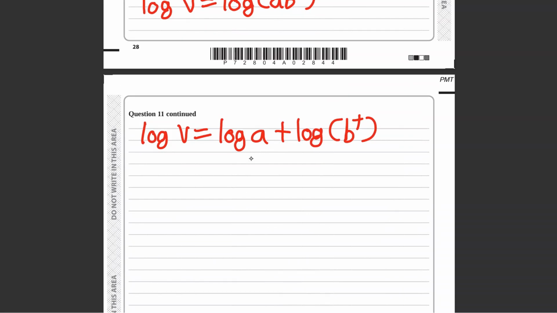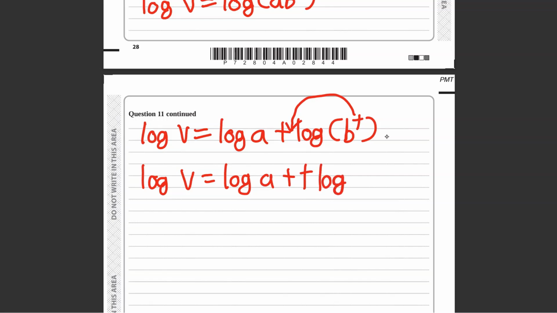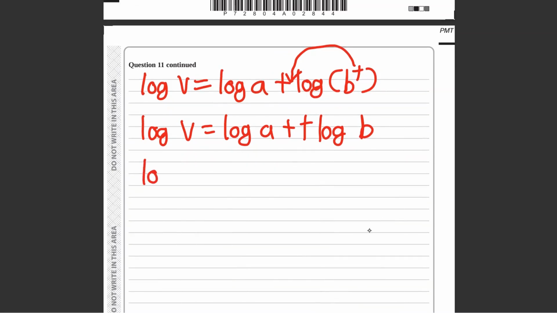We can do some more simplifying here because we have log v is equal to log a plus, and here we have this power of t inside the log. Remember, when you have a power inside a log, you can bring this to the front as a coefficient. So we can write this as t log b. Okay, so what's useful about this? It might be easier to see this if we write this as log v is equal to log b multiplied by t plus log a.